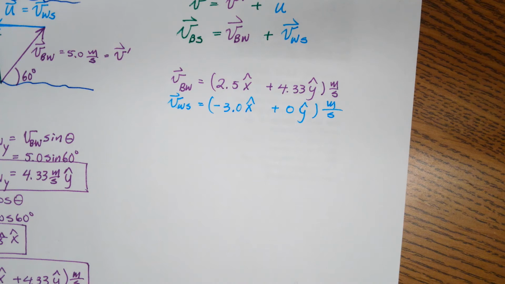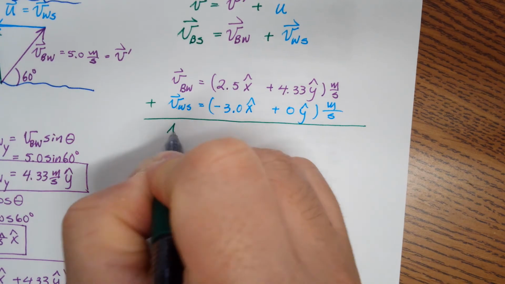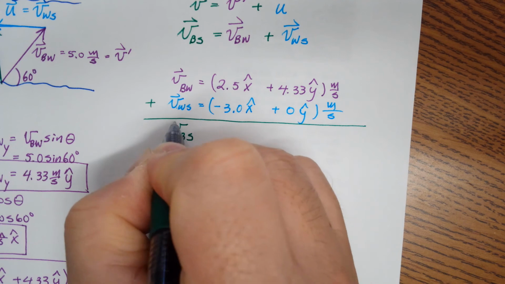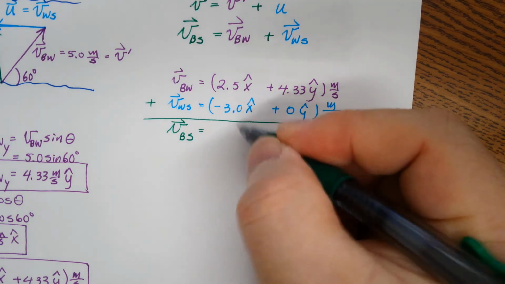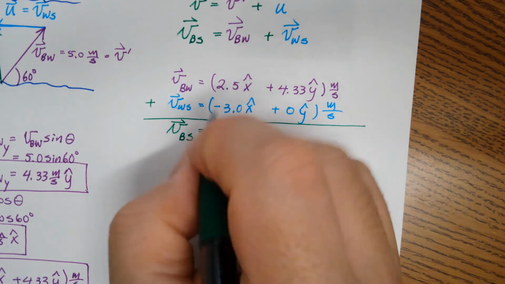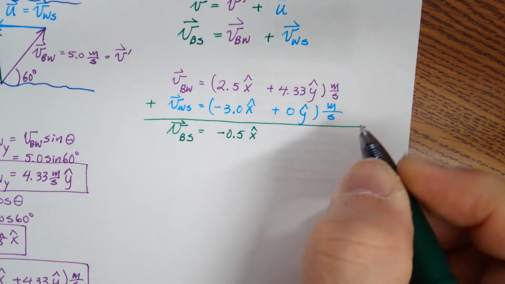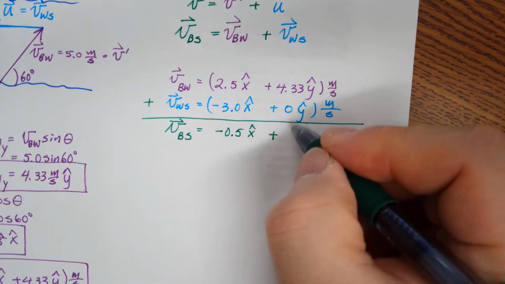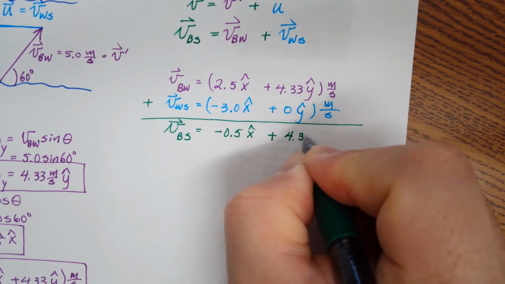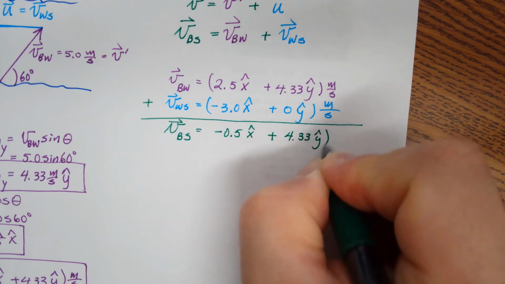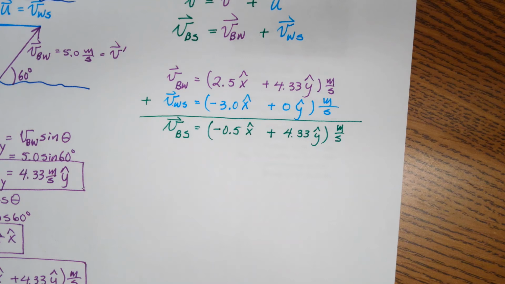When I add these two vectors up, I get my resultant vector VBS, boat with respect to shore. When I add the x components together, I get negative 0.5 x hat, plus, when I add the two y components together, I get 4.33 y hat meters per second.